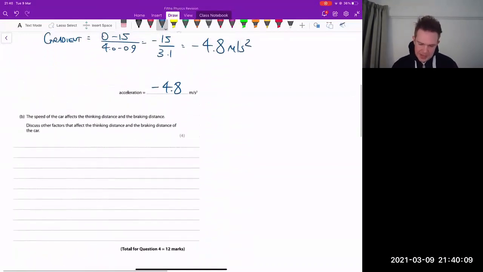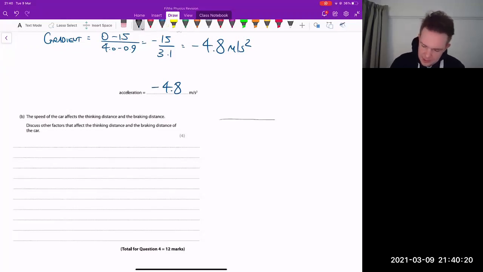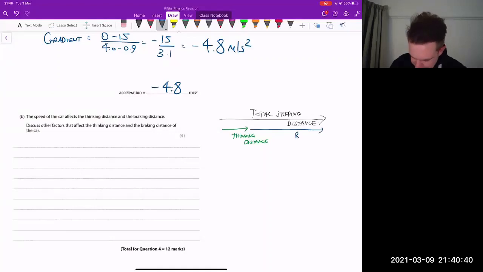B, the speed of the car affects the thinking distance and the braking distance. Discuss the other factors that affect the thinking distance and the braking distance of the car. So remember that the total stopping distance, if I talk around this question a bit, this is the total stopping distance. That's split into the thinking distance, which we saw above, and then the braking distance.